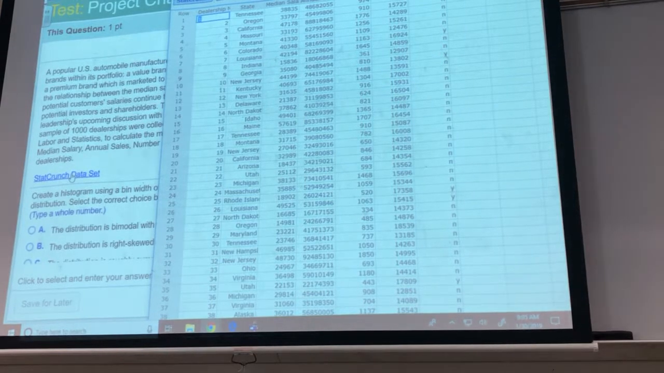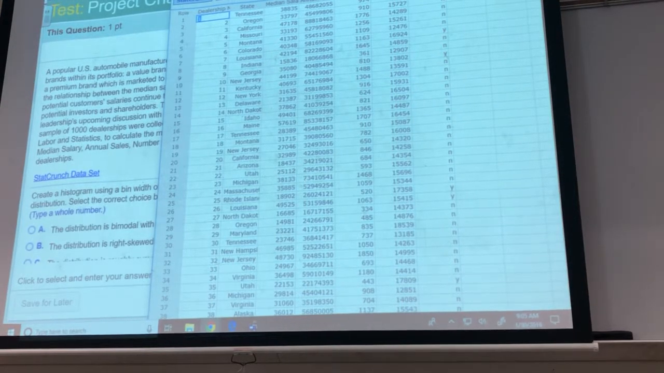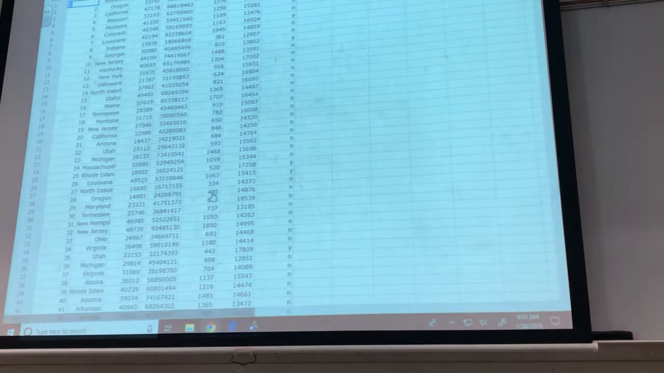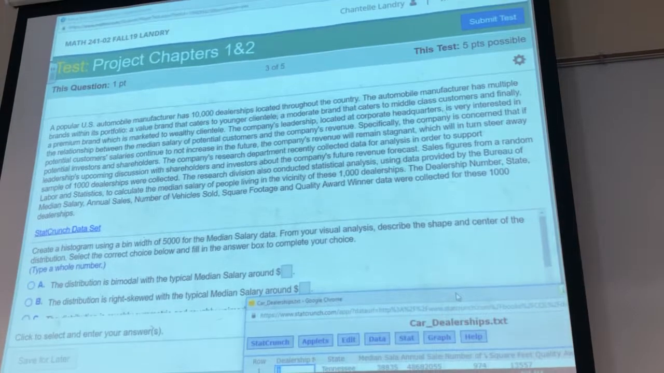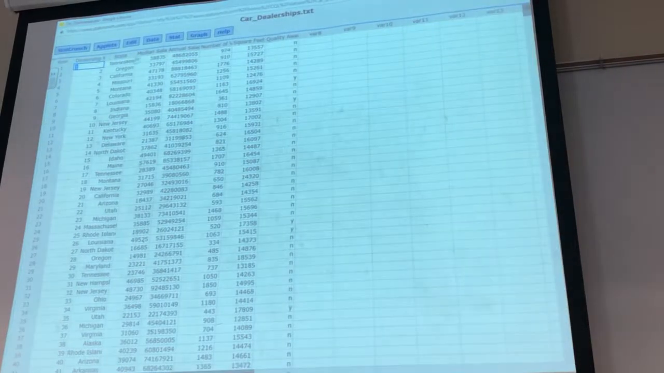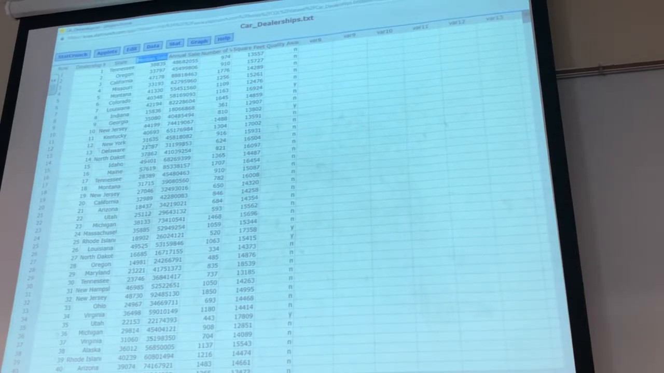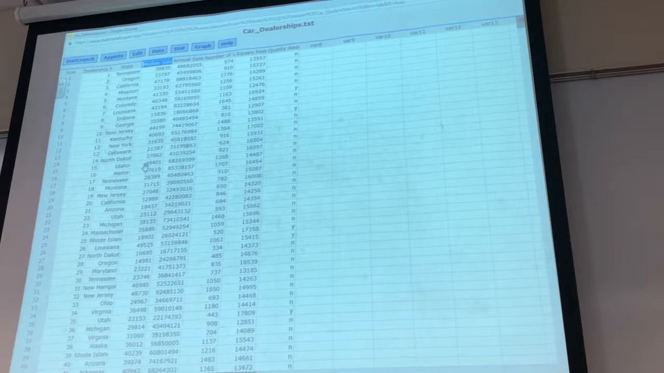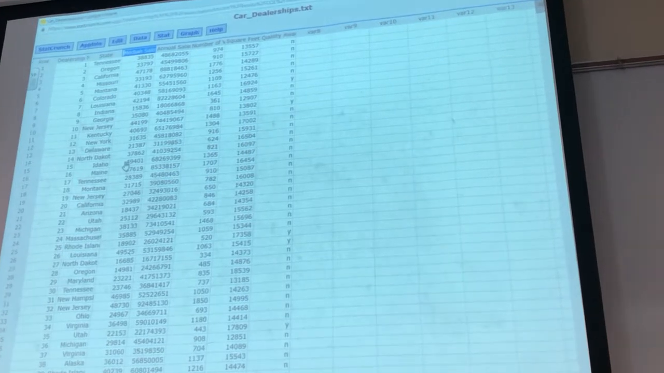Okay, so once I click on the StatCrunch data set, this thing pops up, and I've got 1,000 of them, so again, don't try to put this in your calculator. And we're looking at the median salary, which is right here. Those are the numbers we're looking at, but again, don't put those in your calculator. So for StatCrunch, this isn't a good one, hold on, let me find a better one.